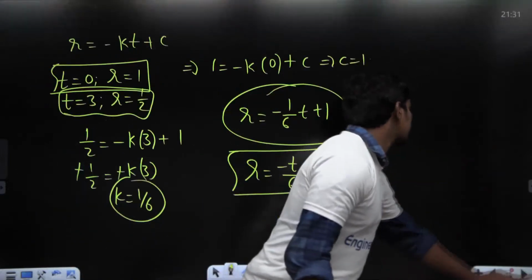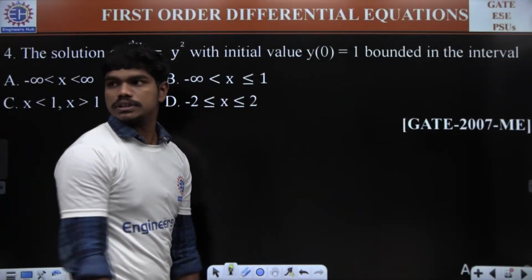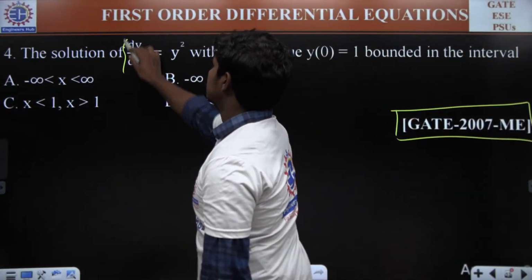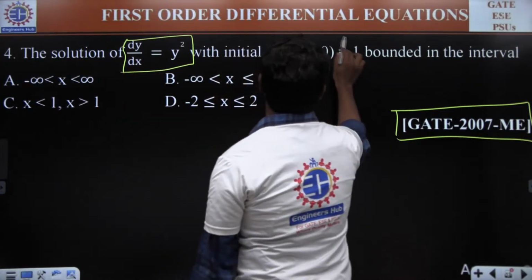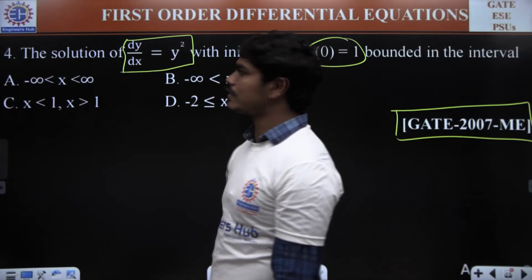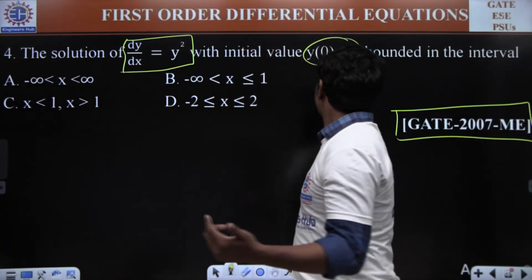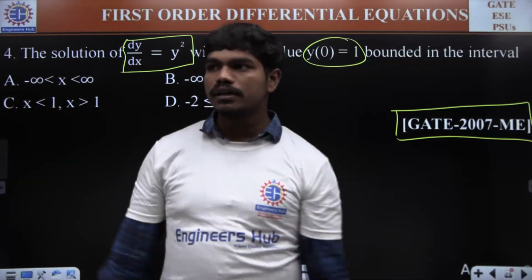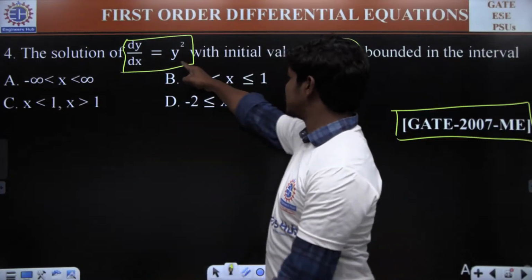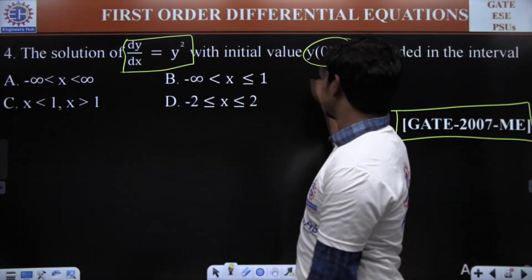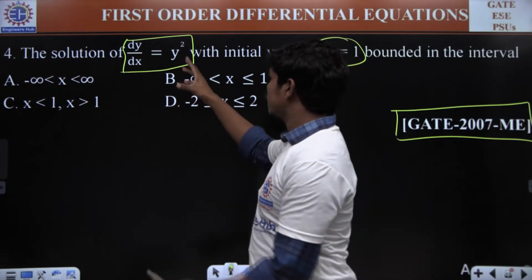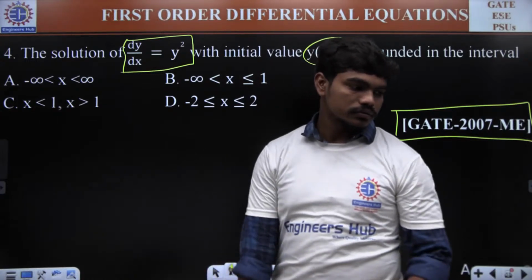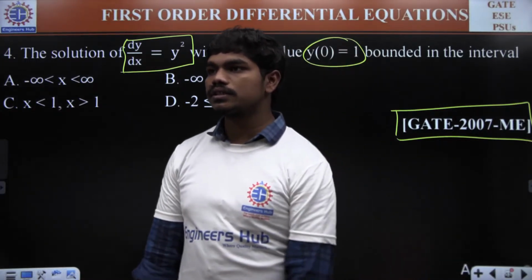Okay, good. So please try to solve this question. It's a GATE 2007 question for mechanical engineering. The solution of the differential equation dy by dx is equal to y square with initial value of y of 0 is equal to 1. So at x is equal to 0, we have the value of y as 1 and then bounded in the interval. I told you what is meant by bounded, correct? It should have a finite value, correct? So whenever you obtain a complete solution for this differential equation and that solution also satisfies this equation, then what could be the range? I mean, what could be the values of x such that the solution of this equation is completely bounded? So please try to answer this.